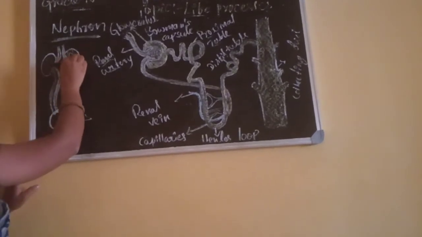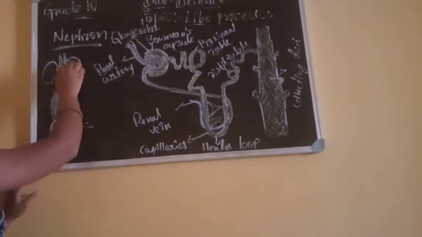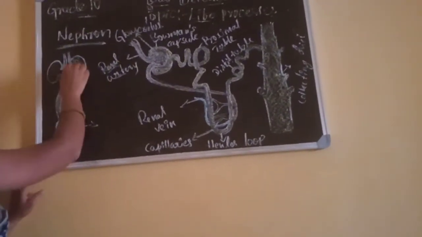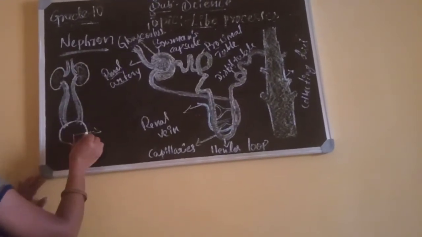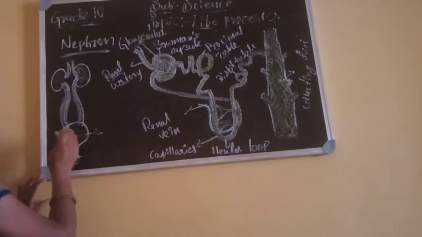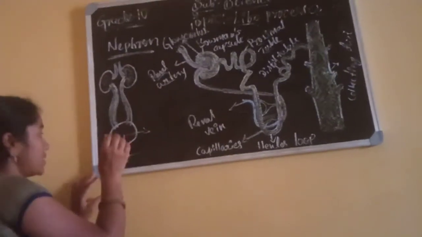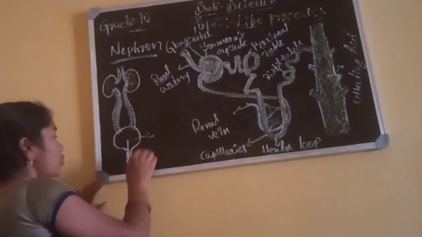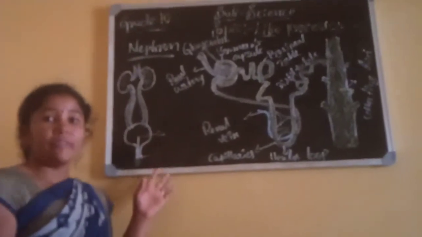Again, the urine from the kidney passes through the ureters, and these ureters carry the urine from the kidney to the urinary bladder. The urinary bladder stores the urine until it is expanded to its capacity. Then it releases it out through the urethra. This is the structure and function of the nephron.